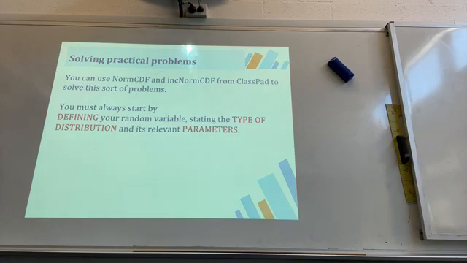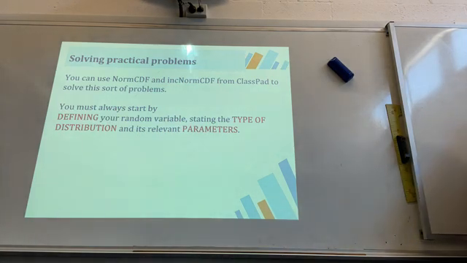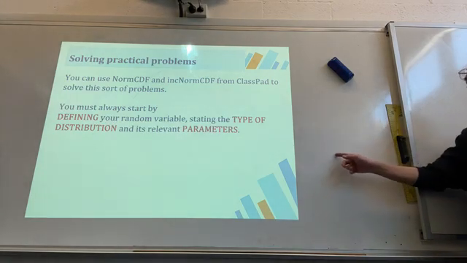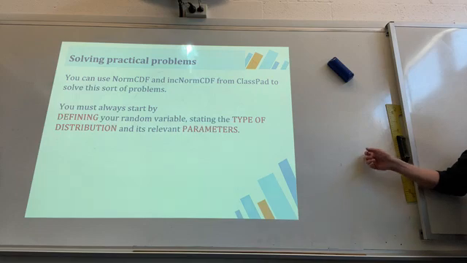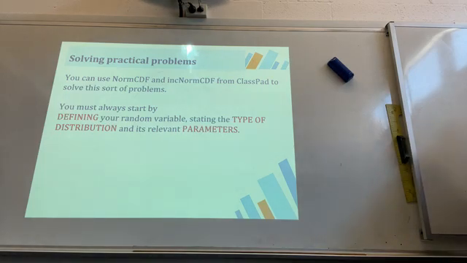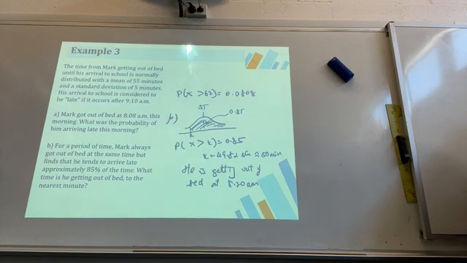Now, very important. The next statement is very important. You must always start by defining your random variables, stating the type of distribution and its relevant parameters, because you would get questions which would involve normal distribution and binomial distribution. So for a normal distribution, x is normally distributed with a mean and standard deviation.